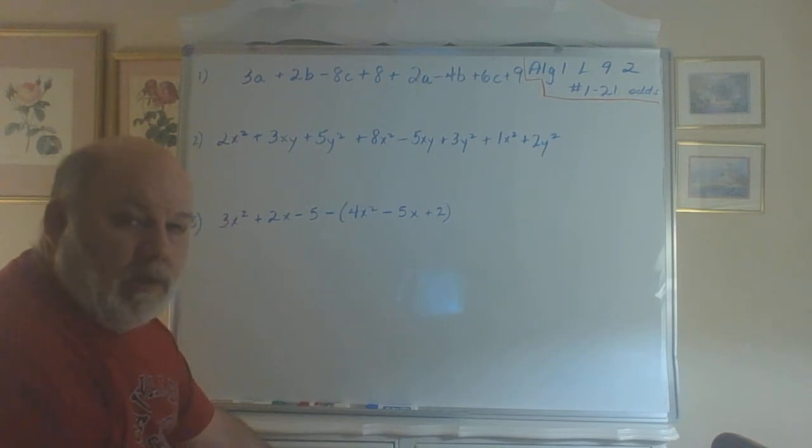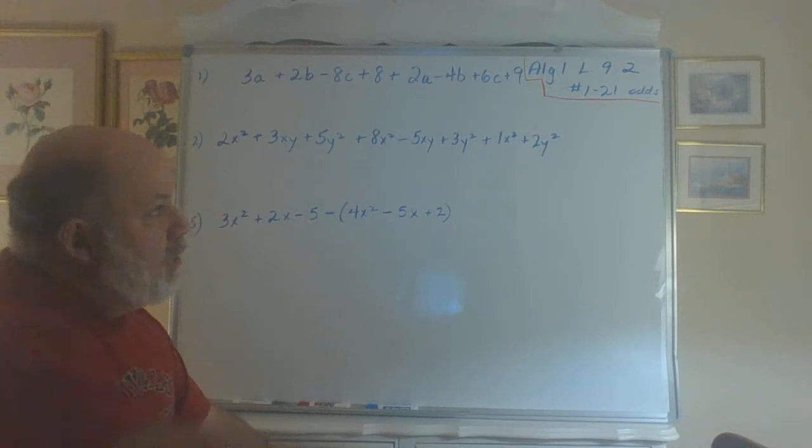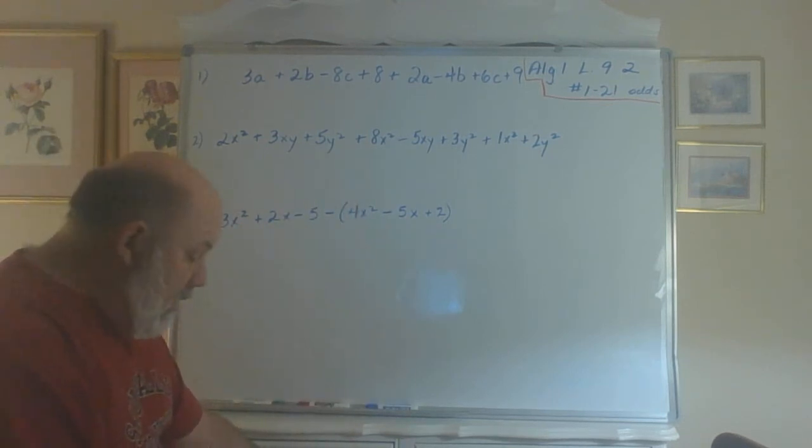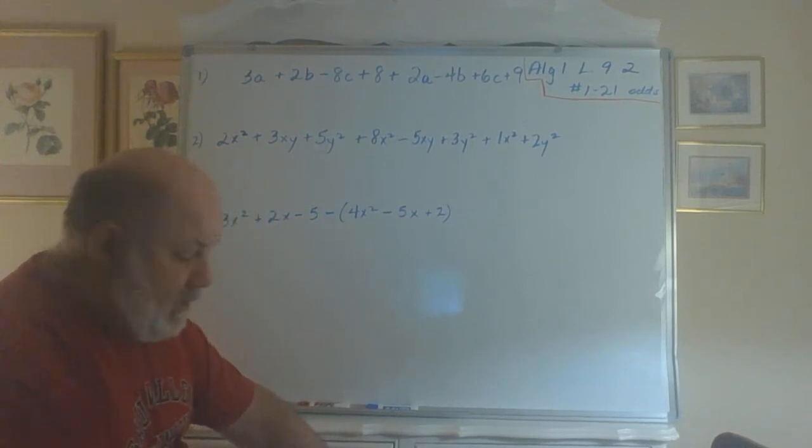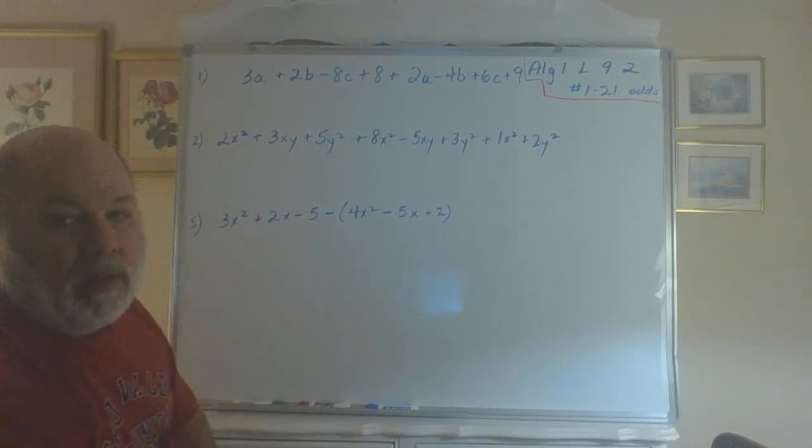We're going to be doing problem lesson 9.2. Your homework is up there in the corner, numbers 1 through 21 odd. In this lesson, we're going to be, as it says, adding and subtracting polynomials.